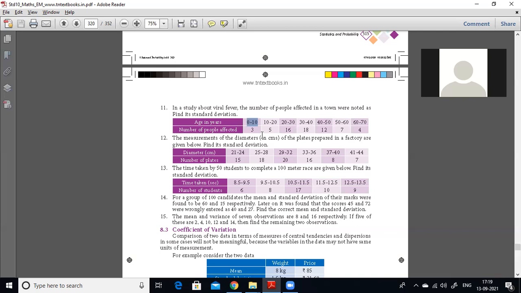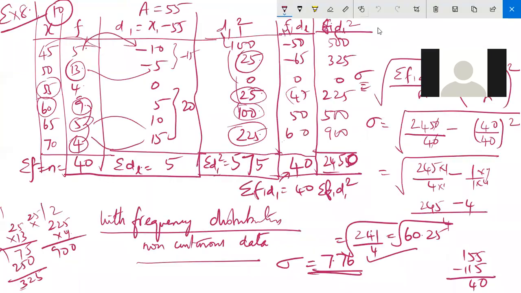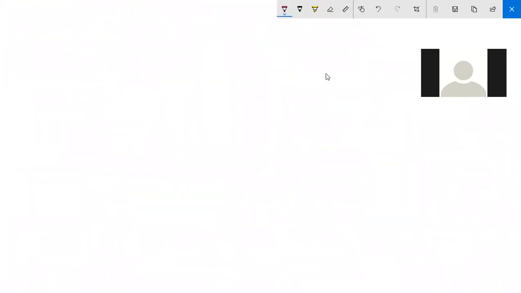Okay, let us try to do this sum. In a study, number of people affected in a town were noted. Standard deviation. Okay, start doing this. It becomes very tough when you use class interval.